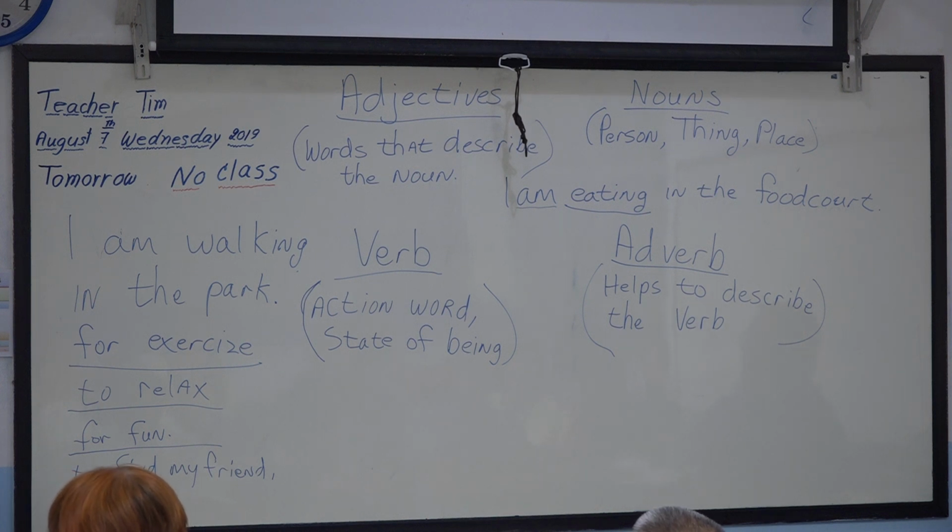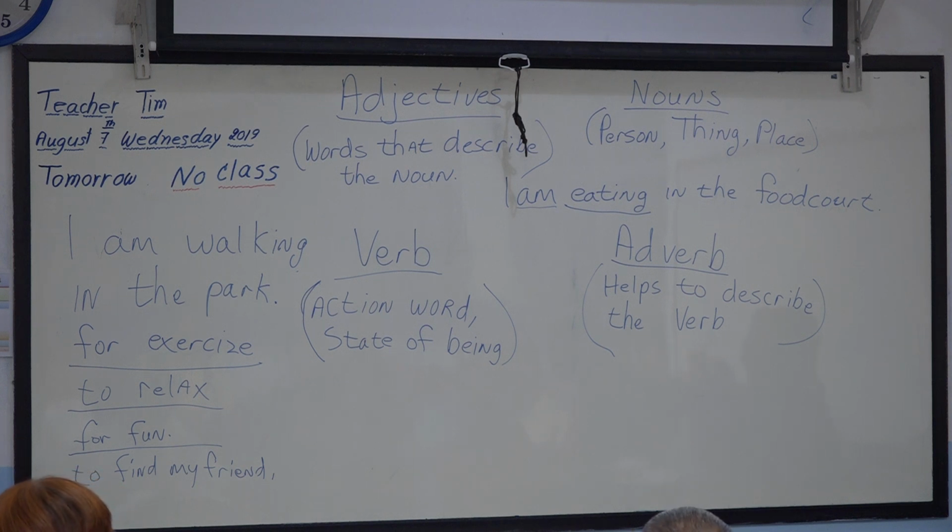Excellent. Mr. J, give me a sentence with an action word. I am singing in the deep pool. I am swimming in the deep pool. In the near pool. Deep. I am swimming in the deep pool to relax. Very good. Excellent. Perfect sentence.